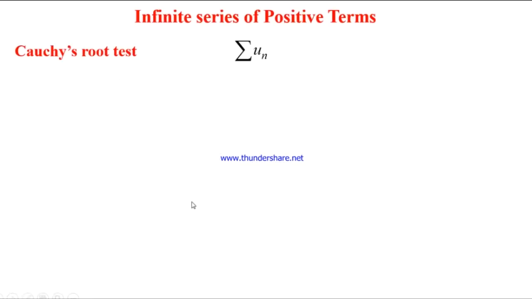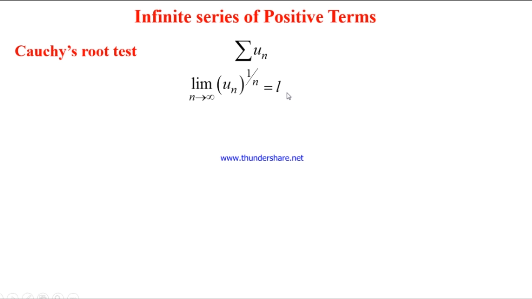Next, we will take up our first method to determine the nature, that is Cauchy's root test. Find limit n tends to infinity un power 1 by n. What we are actually finding here is the value of the nth root of un as n tends to infinity. So we are calling this Cauchy's root test or Cauchy's nth root test. Let us assume the value of this be L.